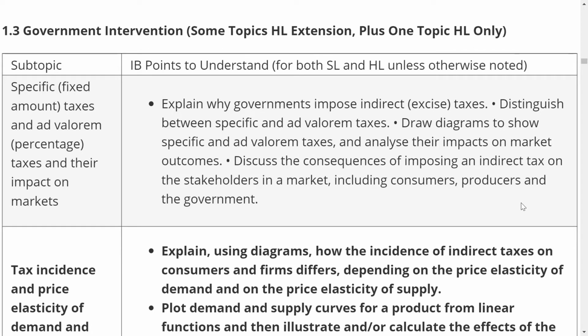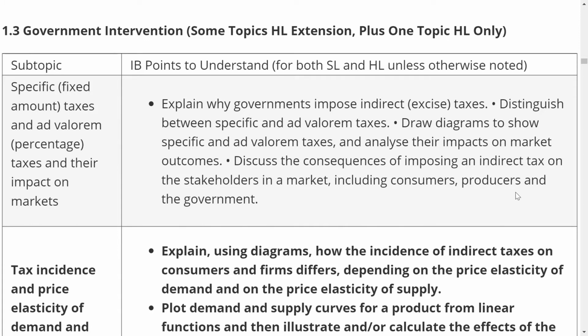Okay. Topic 1.3, government intervention, includes basically four-ish main topics. It is not a heavy topic at all. So our topic 1.3, government intervention. So government intervention, we have, of course, taxations, we have subsidies, we have price floors and price ceilings. Those are basically the three government interventions you have to be able to understand.